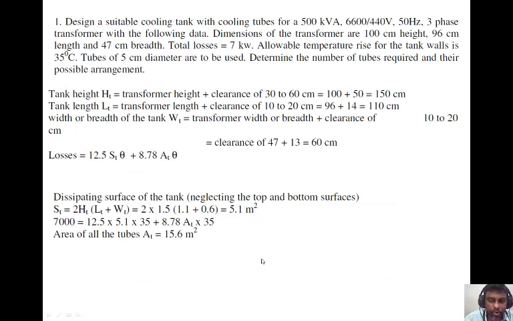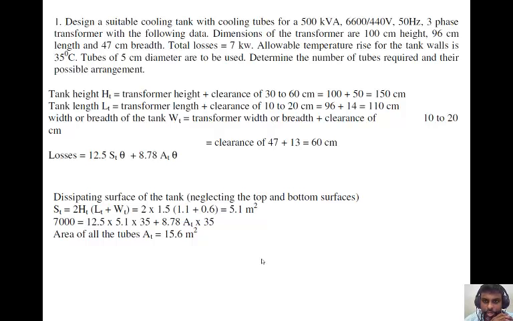Let us solve a problem so that it is easy to understand how to design a cooling tube. Today we are going to design a suitable cooling tank with cooling tubes for a 500 kilovolt ampere, 50 hertz, 3-phase transformer with the following data. The dimensions of the transformer are 100 centimeter height, 96 centimeter length and 47 centimeter breadth.